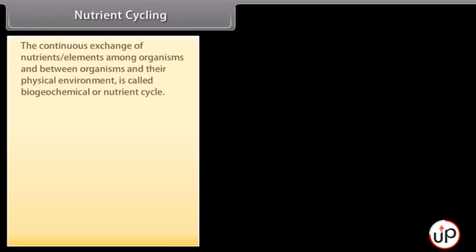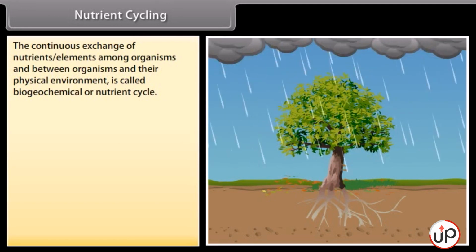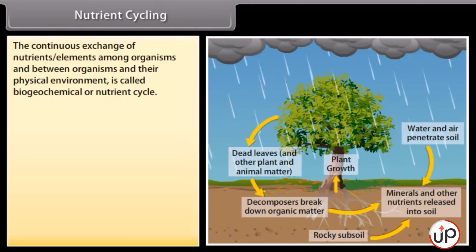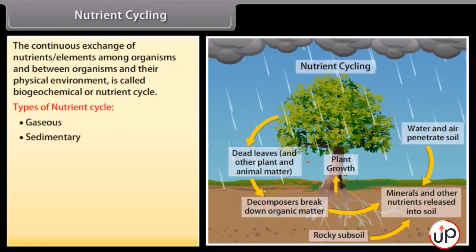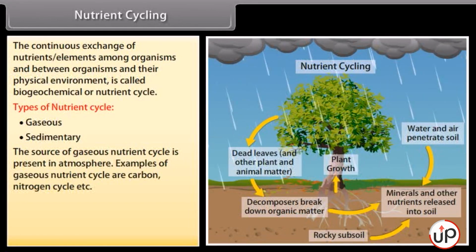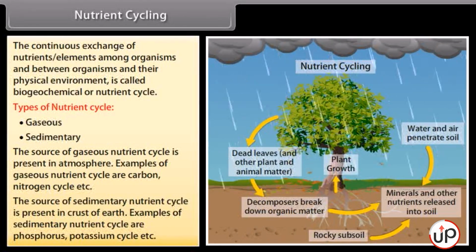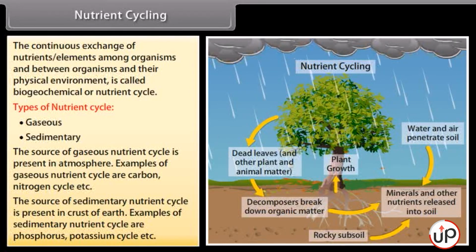Nutrient cycling. The continuous exchange of nutrient elements among organisms and between organisms and their physical environment is called a biogeochemical or nutrient cycle. Types of nutrient cycle: gaseous and sedimentary. The source of the gaseous nutrient cycle is present in the atmosphere. Examples of gaseous nutrient cycles are the carbon and nitrogen cycles, etc. The source of the sedimentary nutrient cycle is present in the crust of the earth. Examples of sedimentary nutrient cycles are the phosphorus and potassium cycles, etc.